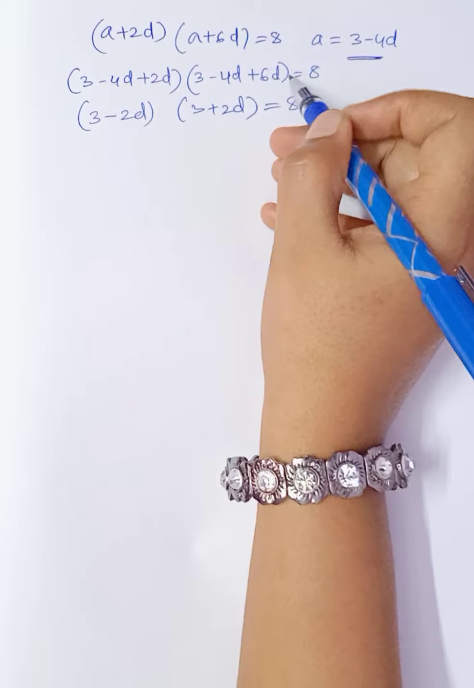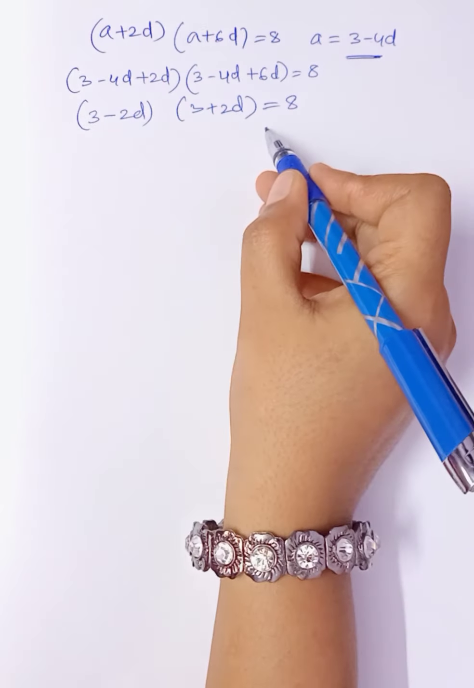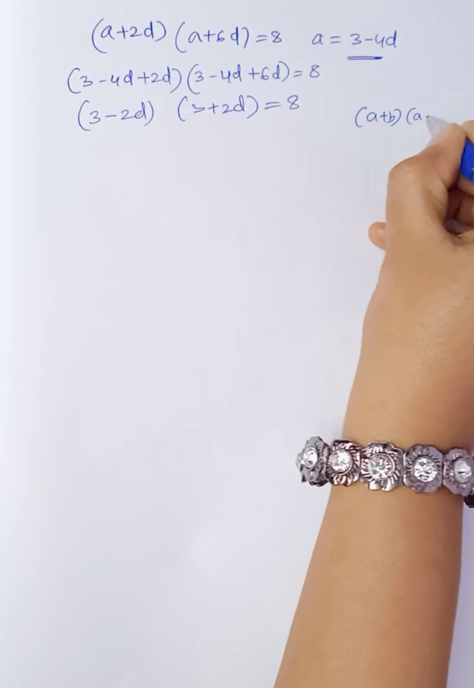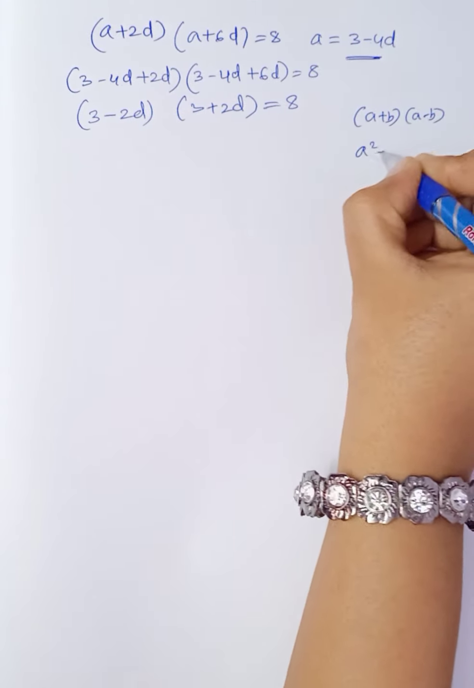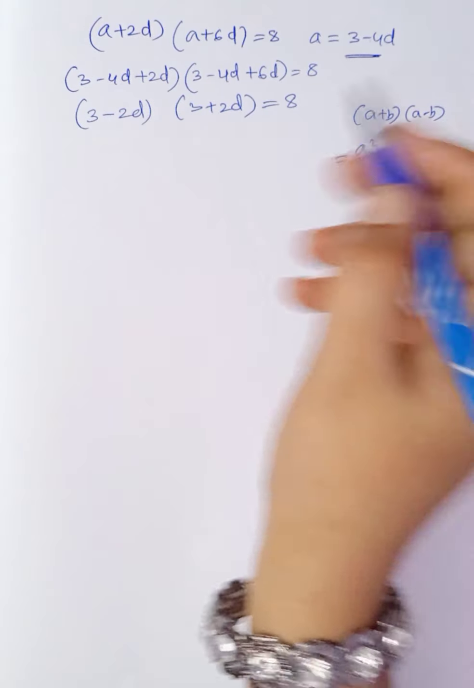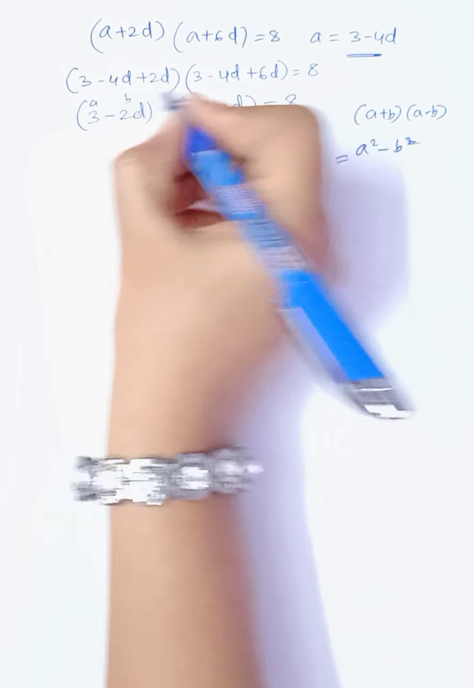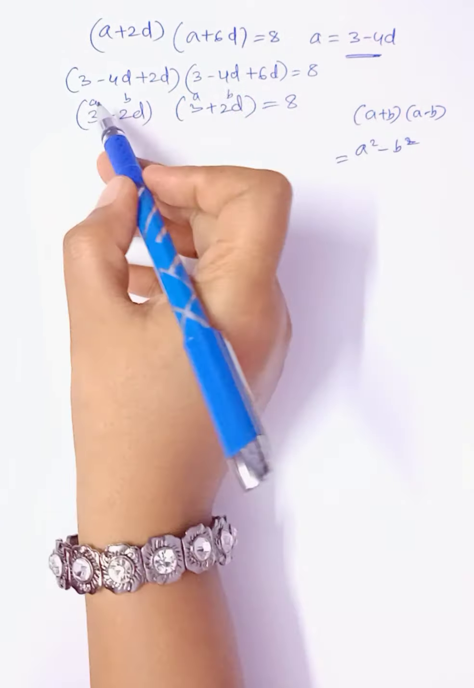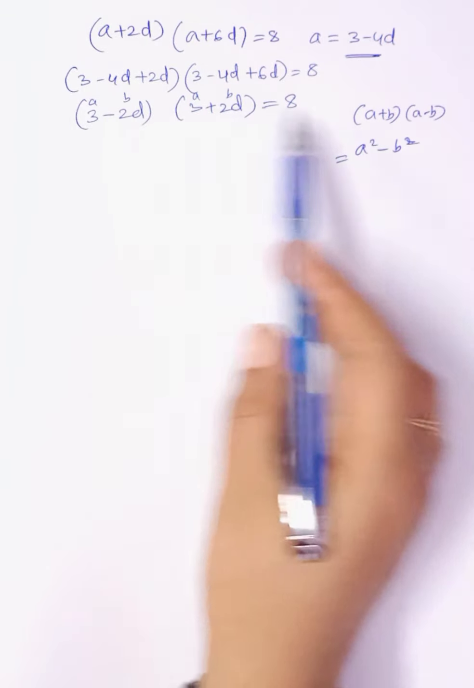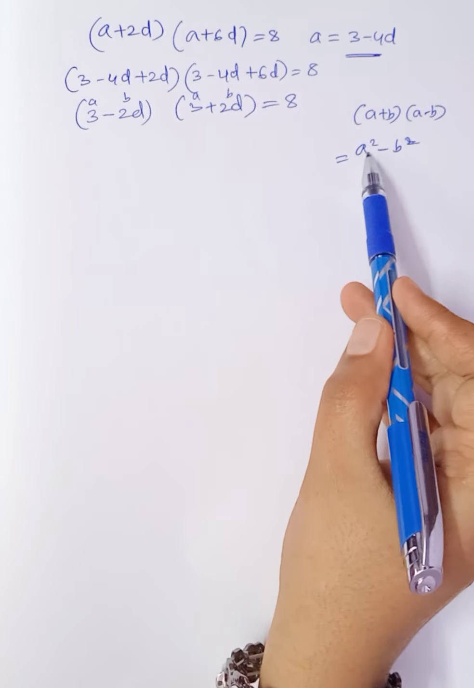6 is positive here. Now it is in the form of A plus B and A minus B. We have a formula: A plus B times A minus B can be written as A square minus B square. So here it is like A, B, A, B, so it is like the A plus B and A minus B form. So I am going to write it in this form. It is A square minus B square.